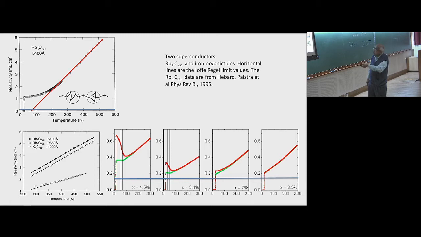This is again a picture from the same authors, that is Fleming, Hebard and Palstra. What it shows is the resistivity as a function of temperature for two different alkalis doping C60 and for one particular alkali for two different thicknesses. One notices that the slopes are almost exactly the same over a wide range of temperatures. This shows for different iron oxypnictides, so different oxygen doping, the resistivity as a function of temperature. Again, you see a linear term.